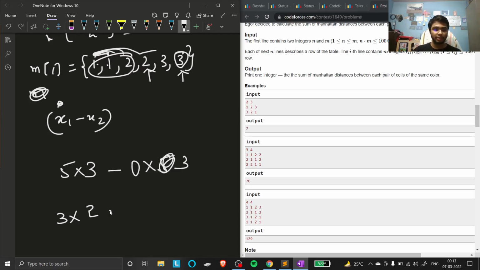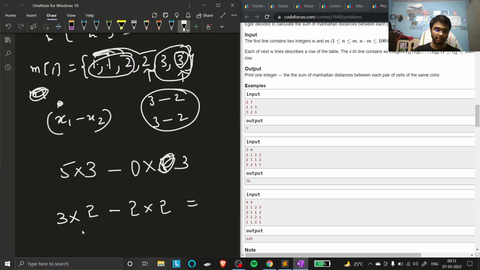But both of these are greater than 2. On that condition, it would be 3 minus 2 and 3 minus 2, in a minus condition. So we need to subtract this also, 2 into 2. So the answer would be 6. 6 minus 4, 2.